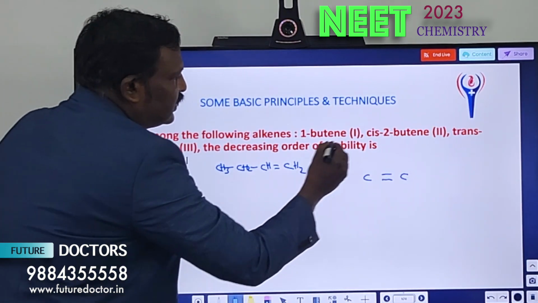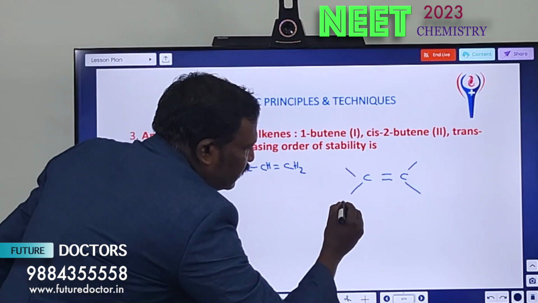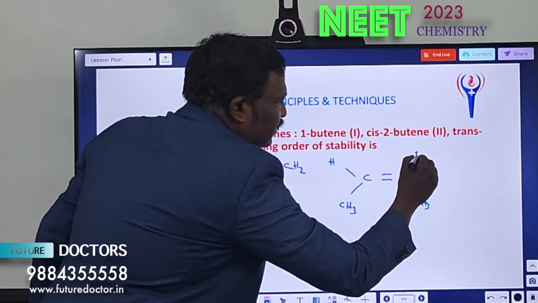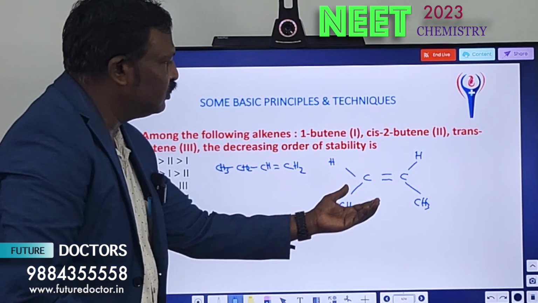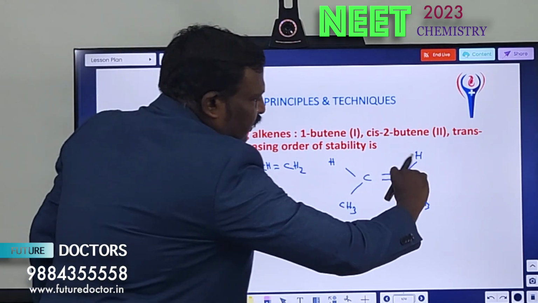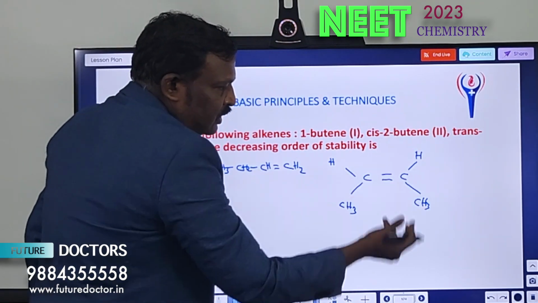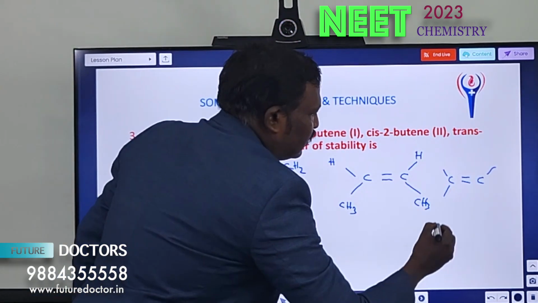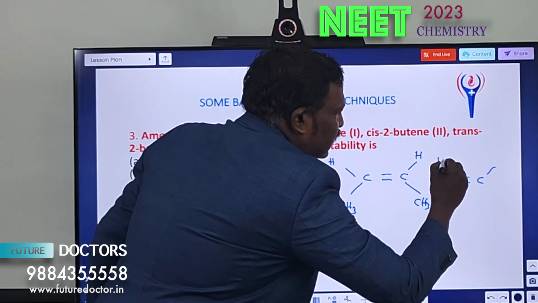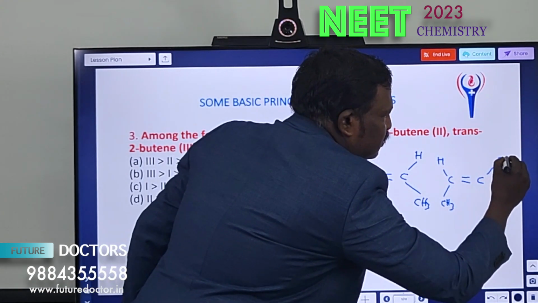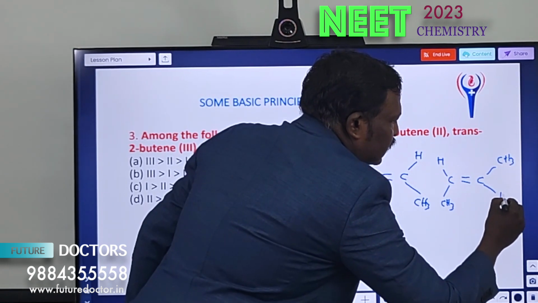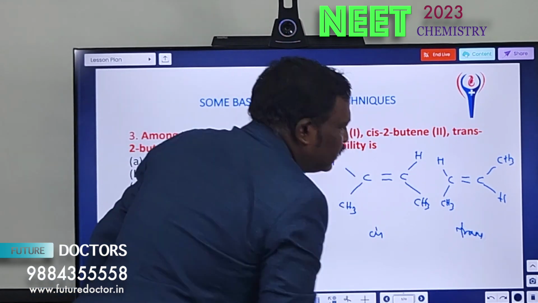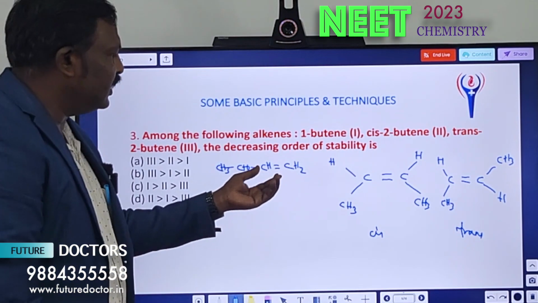Then I'm going to draw the cis structure. Cis structure means similar groups on the same side. This is called cis-2-butene. Suppose when you rotate, what happens? CH3 goes up, hydrogen comes down. That's called trans-2-butene. Here this CH3 I put as it is, here H as it is. These two groups only interchange. This is called cis. This is called trans. This is nothing but only but-1-ene.